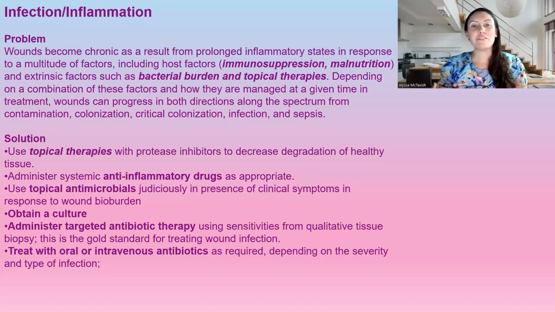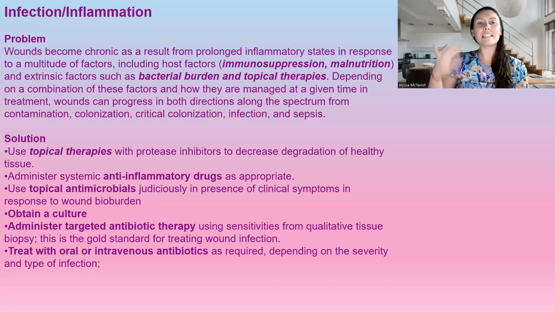So, infection and inflammation. Most wounds actually become chronic because they're stuck in that inflammatory phase. Okay. Now, this could be because of a lot of different factors, like immunosuppression, malnutrition, comorbidities, bacterial burden, even topical therapies that are being used. Sometimes we don't ever notice if somebody's having a little bit of a reaction to a topical that we're using. So we got to be super careful with what we're using and only use antimicrobials if a wound is clinically infected or we have reasoning to be using it.